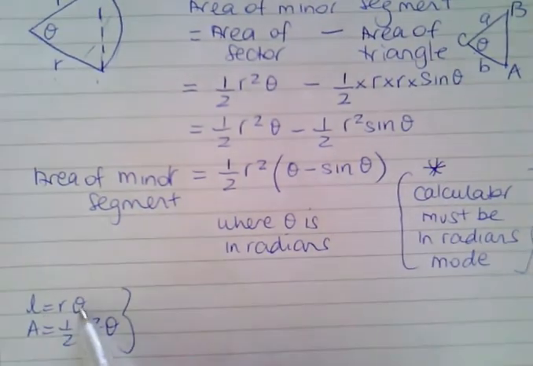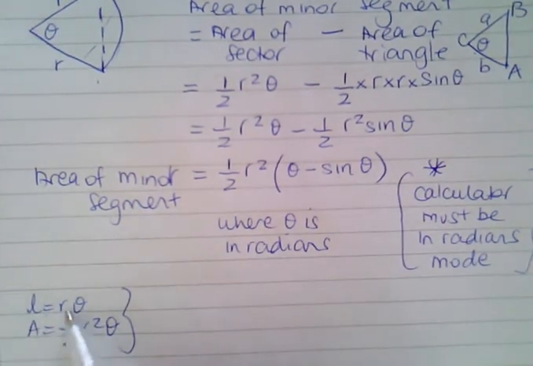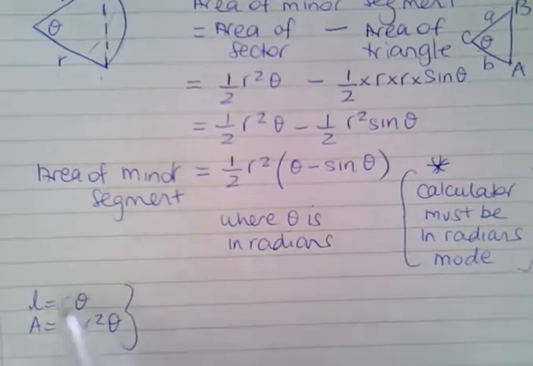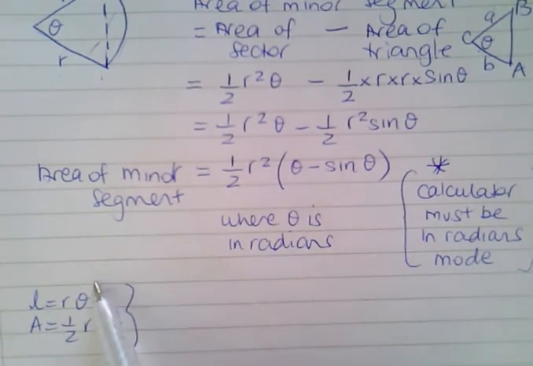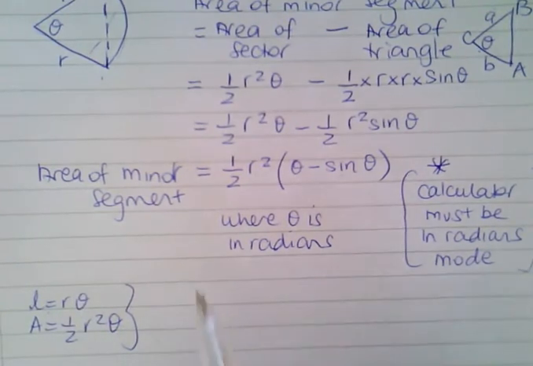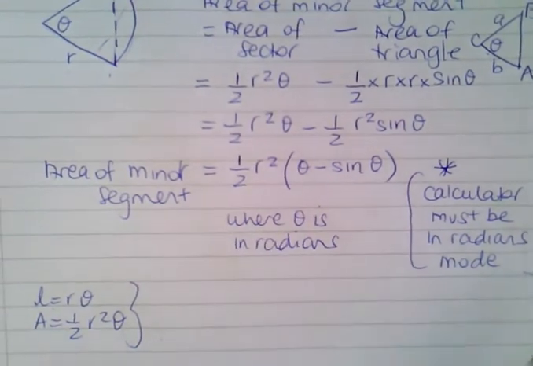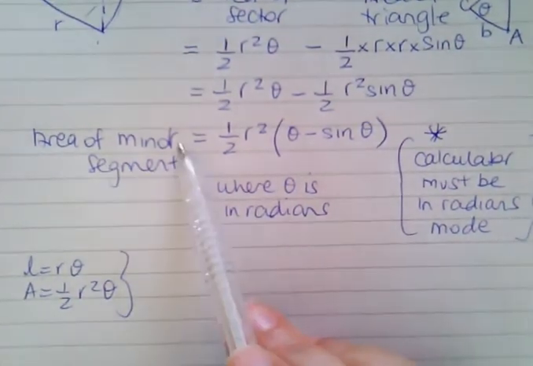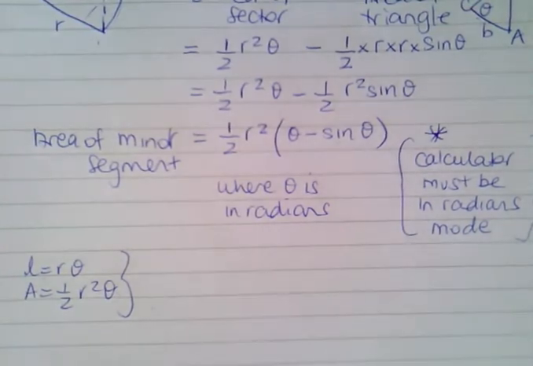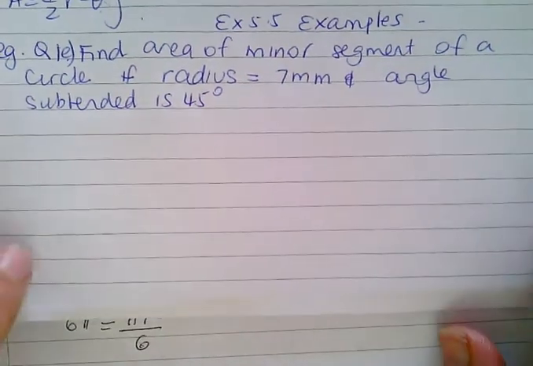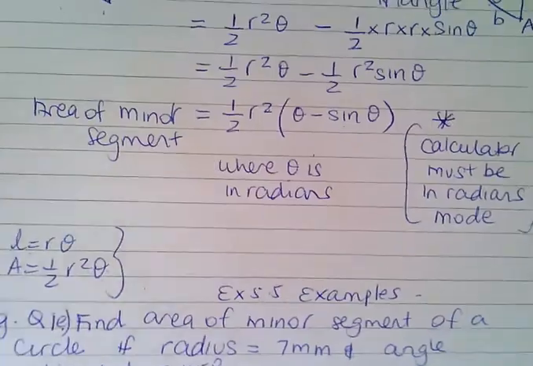And whereas here, if you do L equals r theta for a particular arc length, whether you use radians mode or degrees mode, you're going to get the same answer. And same with the area formula, a half r squared theta. Whether you're in degrees mode or radians mode, you're going to get the same answer. But for the minor segment, you must be in radians mode. Now just some examples from exercise 5.5.